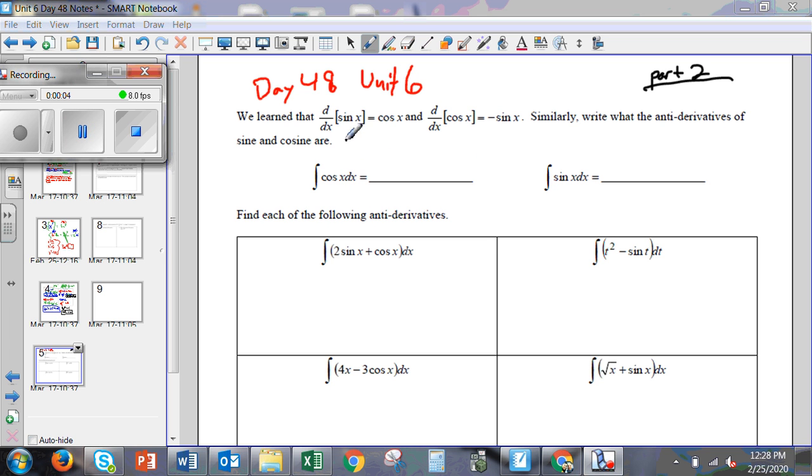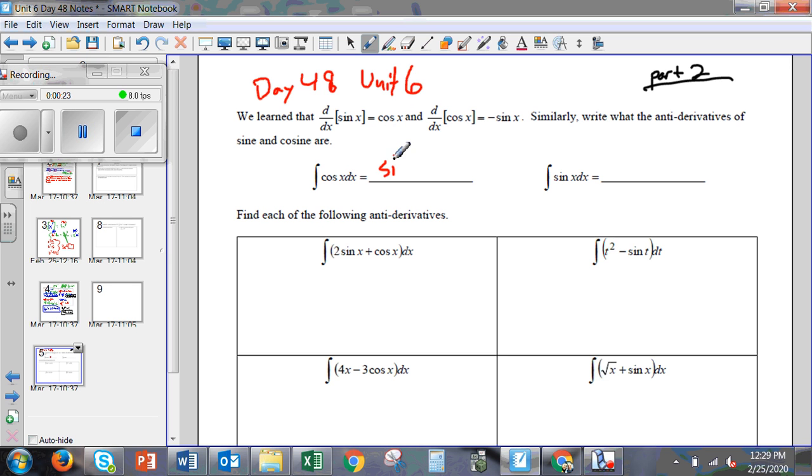So we just learned that the derivative of sine x equals cosine x and the derivative of cosine x equals negative sine x, or we learned that back in Unit 2 and Unit 3. So now, write what the antiderivatives of sine and cosine are. So what is the antiderivative of cosine x? Oh, that's just going to be sine x.